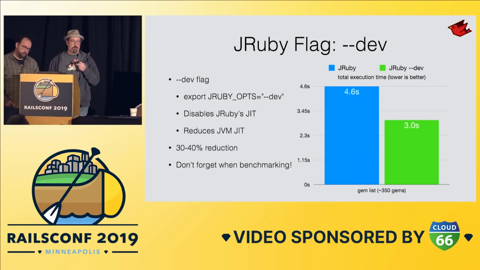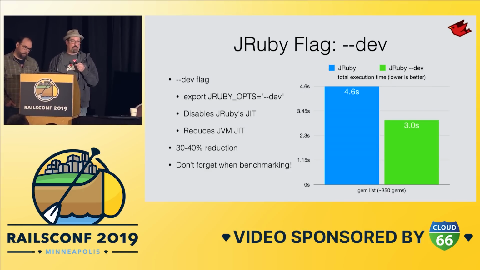So there's 3 things that we're looking at right now to help improve this. The first thing you'll look at is the --dev flag. This turns off our internal JIT. It tweaks the JVM to not optimize as much, and this cuts off a good 30 to 40% of any major command. So that starts to get it into at least a comfortable range.